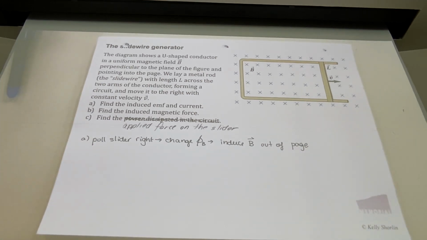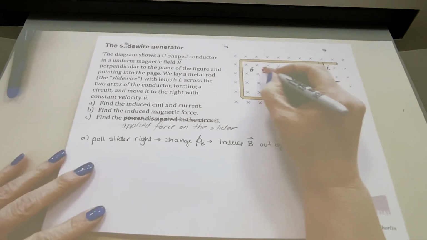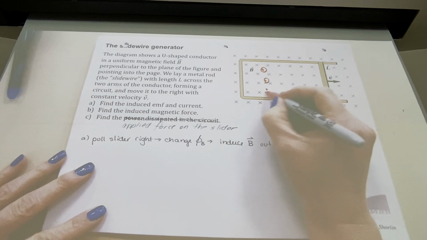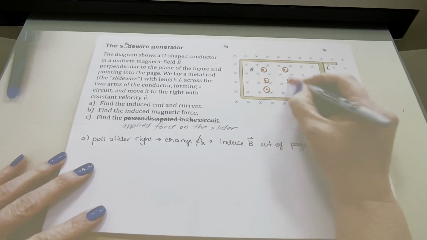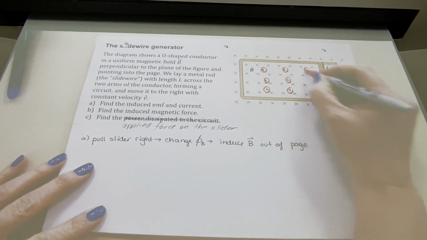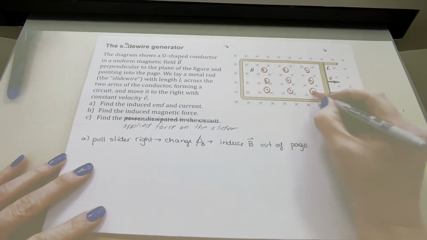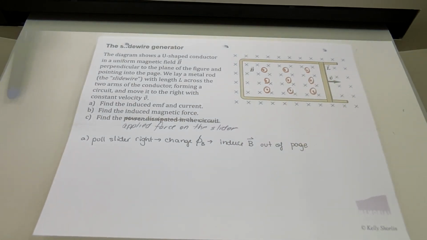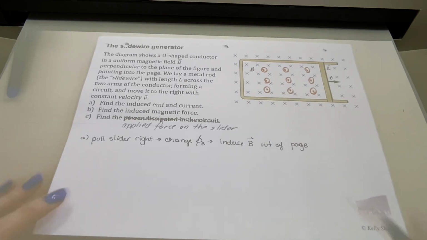We can draw those magnetic fields, and in general it's a good idea to draw them. So our induced field is going to be out of the page. And we're talking about the induced field inside of the loop. When we induce a field out of the page, we induce a current.